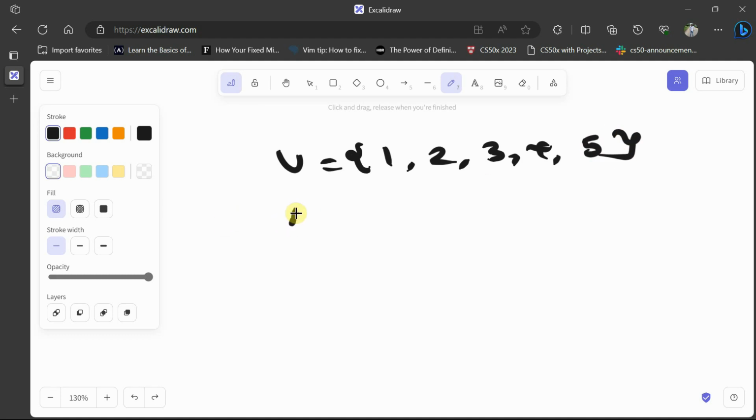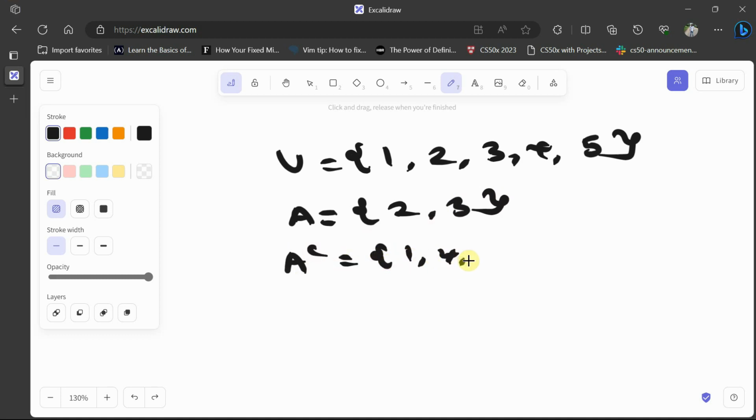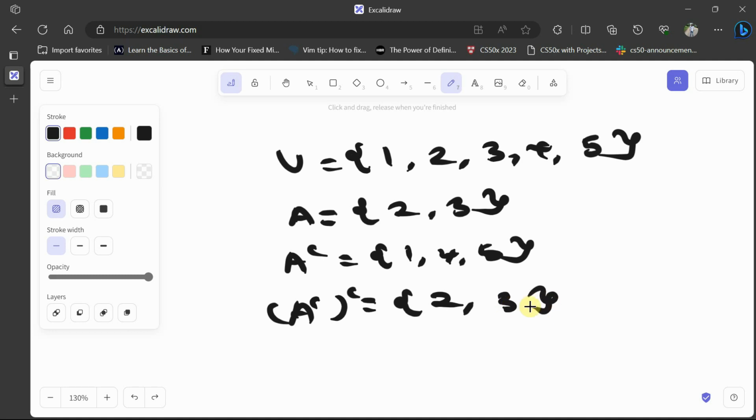And then our set A is, let's say, 2 and 3. If I do A complement, it will be 1, 4, 5. If I now do the complement of this A complement, that's like saying: what is inside the universal set that is not inside A complement? You see that it's going to be 2 and 3, and at the end of the day we have arrived back at our A. So if you find the complement of A complement, you arrive at A back.